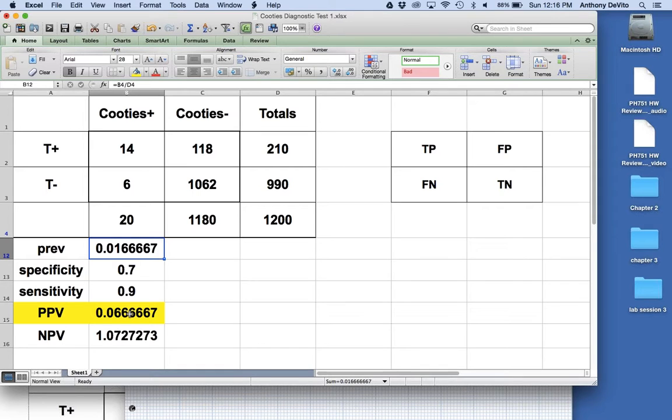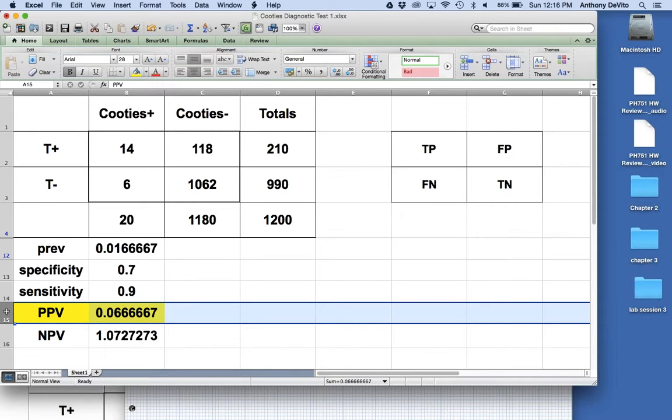What happened to the positive predictive value? Well, instead of being 67%, the positive predictive value now is only 7%. So it dropped from 67% to 7%. So of these 210 people who tested positive, only 14 of them actually have the condition. So that makes this test a lot more problematic because it has a poor positive predictive value.